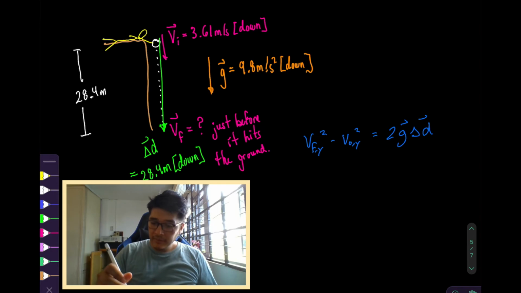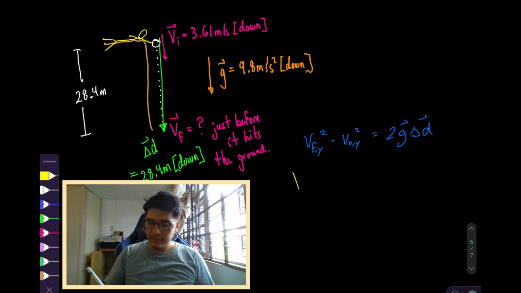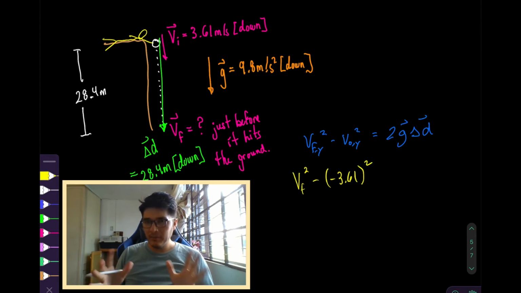So we want to find the final velocity. We have the initial velocity. So here v final squared minus 3.61. Notice I put the negative there. You don't have to in this case, in this formula, but I don't want to trick you, so I want to be consistent. So I'm just going to put the negative.